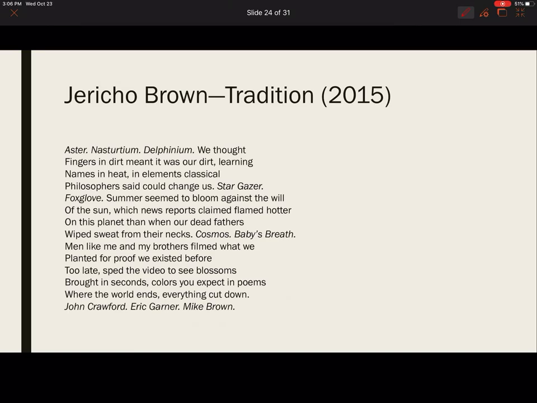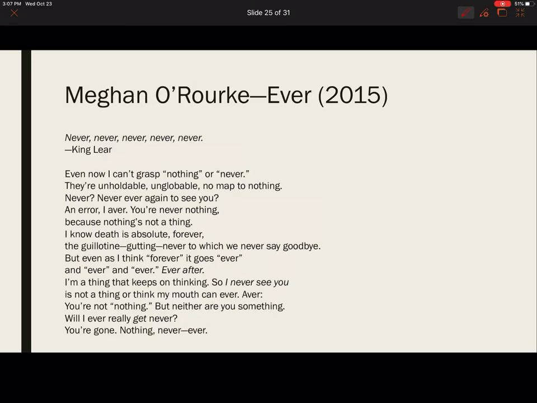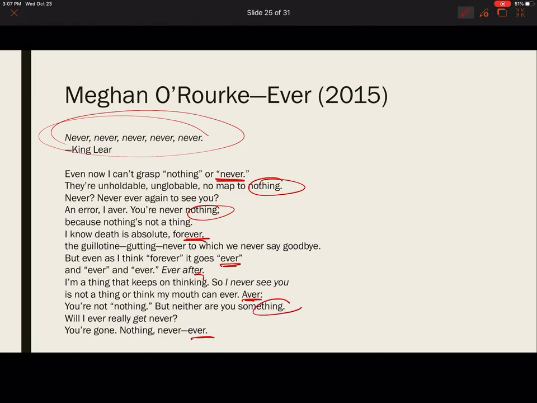Jericho Brown's Tradition does not rhyme at all until the last 4 lines: blossoms and poems, cut down, and Mike Brown. This is because he wants to put a lot of emphasis on the words poems and Mike Brown. Okay. Meghan O'Rourke takes this never, never, never and makes that show up in her rhyme scheme. Okay. You get never, you get the things, and you get you. The only outlier is goodbye.